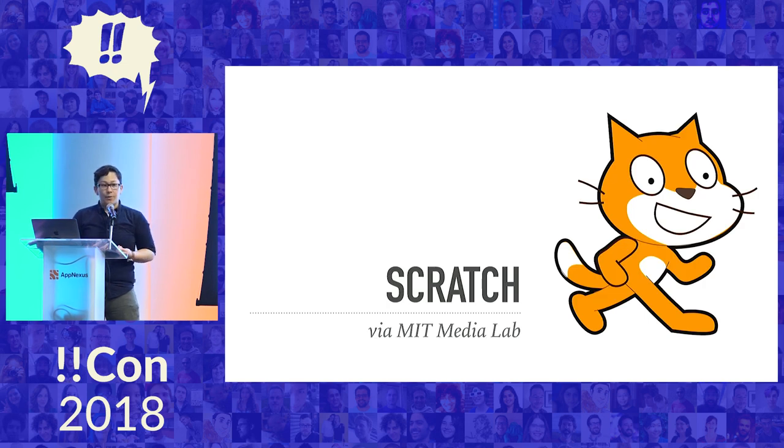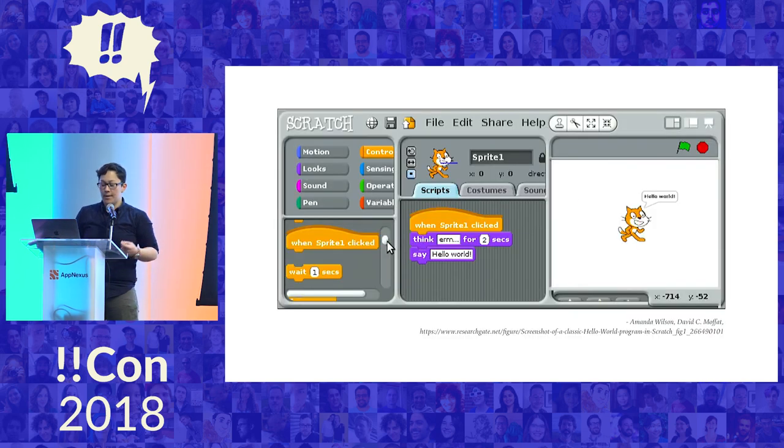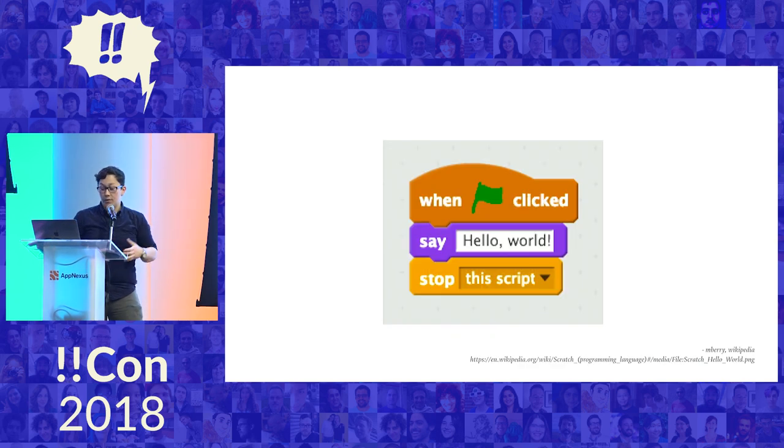The most likely example that you might be familiar with is Scratch. Scratch came out of the Media Lab in 2002. It's designed to make it easy for children to learn to program and make creative projects and share their work with other people. This is a picture of what the interface looked like at one point. The piece in the middle is the actual program. So if you zoom in on that, that's Hello World in Scratch.